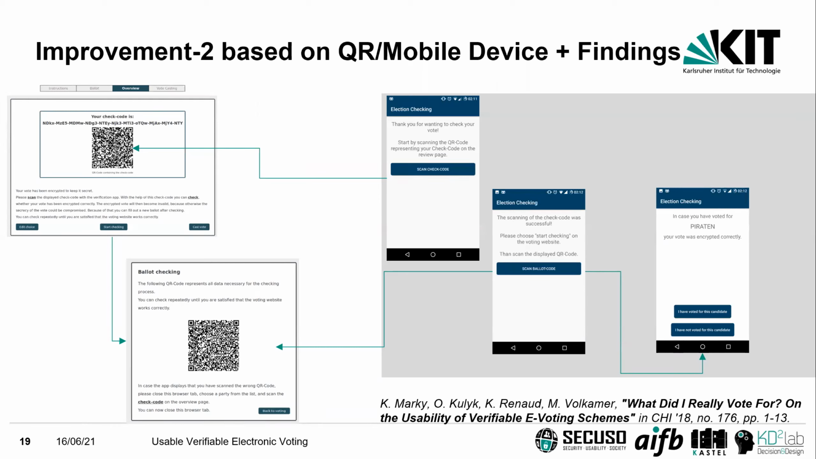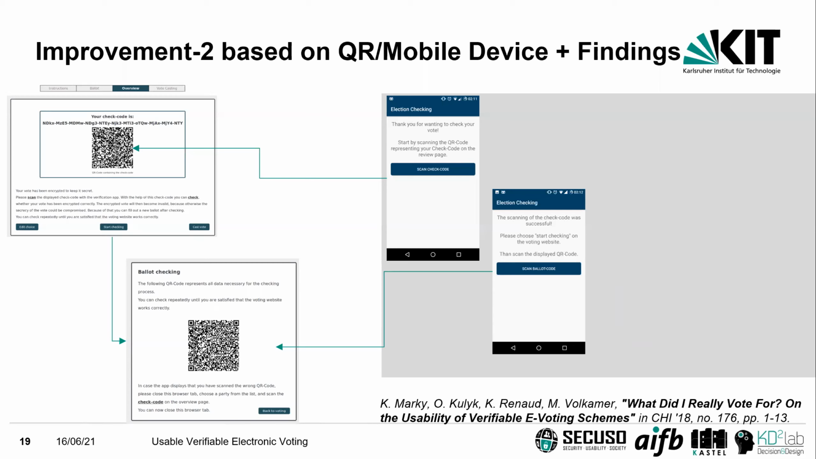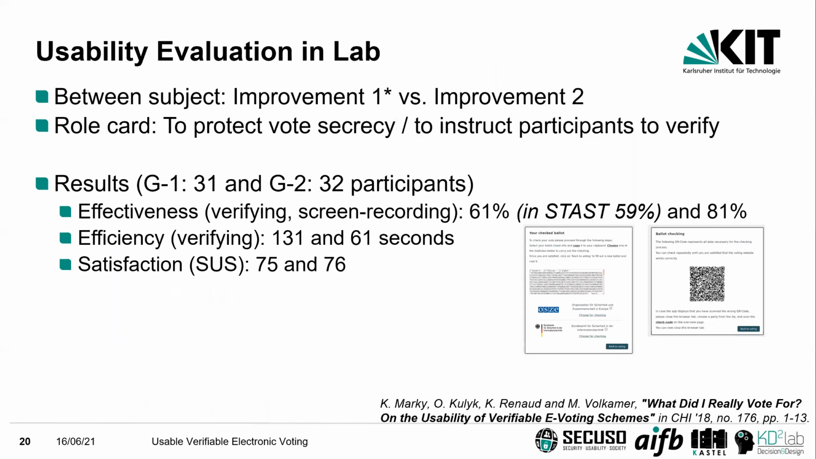Those who did not verify, from the screen recording we could see that they did this one, and then they went to ballot checking, but then they clicked on back to voting without having scanned this QR code. So they kind of were following our task that they should check. So they clicked on start checking, but then they immediately went back to voting. And that's why I showed you these two screens here.